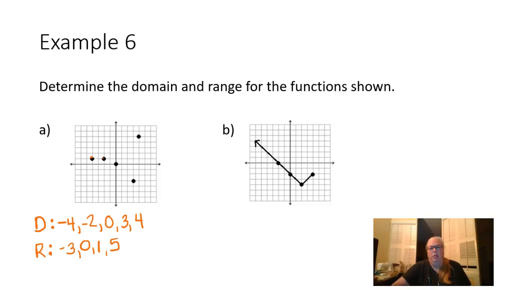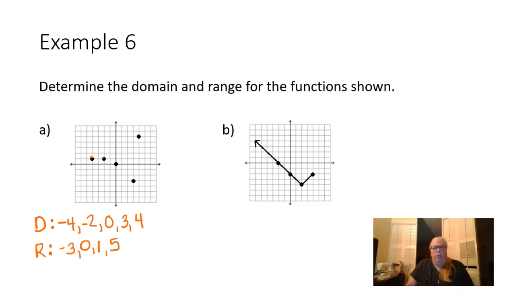B is going to be a little bit trickier, but we're just going to write this in interval notation because we're not going to be able to list out every element of the domain and the range like we could here, because we have more than just points. We've connected those points with lines and line segments, and we want to be sure to include everything that's in between the points that we have marked on here.